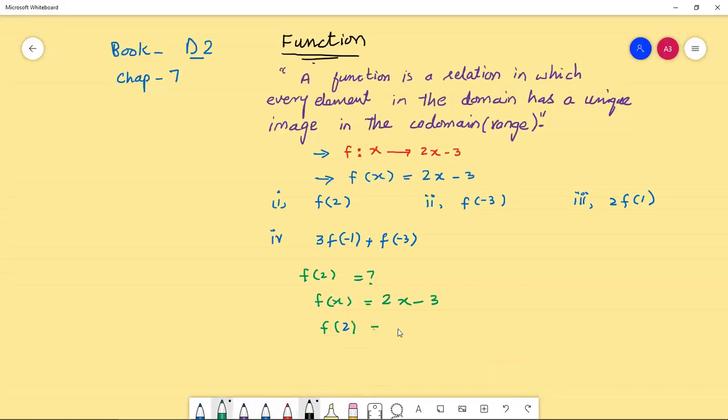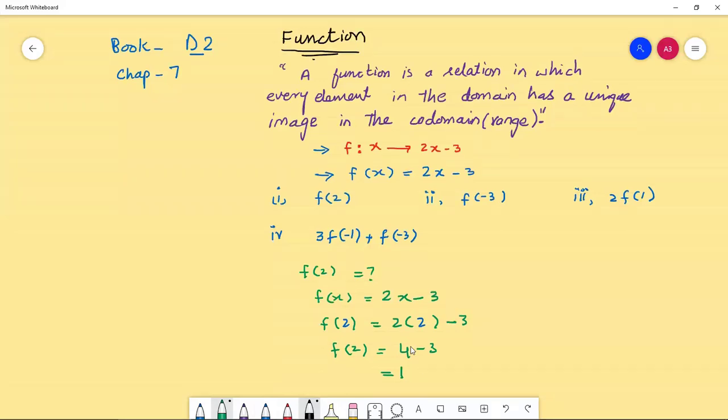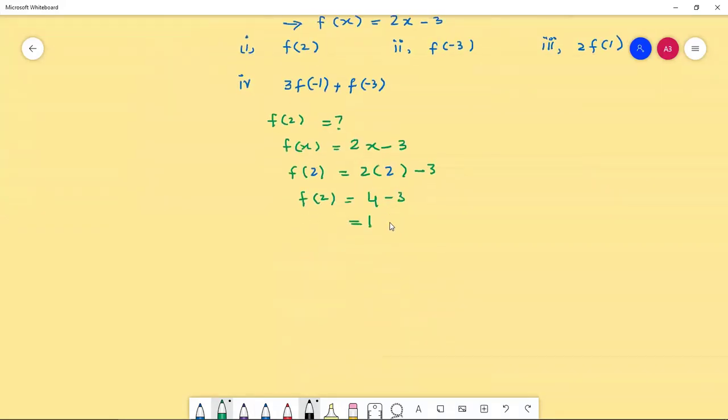So this will become 2 times 2, similarly 2 in brackets minus 3, because we have to replace x with this 2. So put 2 here as well. Now simplify it. F of 2 will remain the same on this side, while on this side this will become 4 minus 3, and your answer is 1. So the first part is completed. This is our final answer: f of 2 is equal to 1.